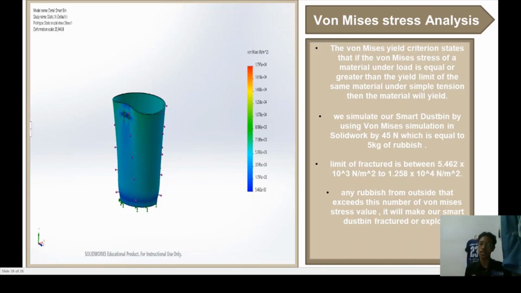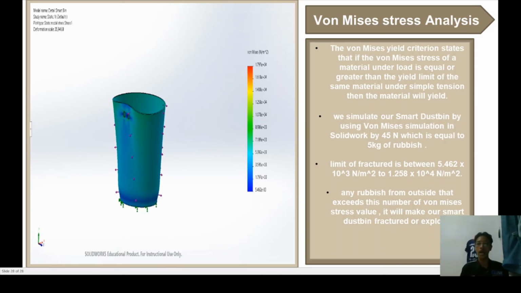Von Mises stress analysis. The von Mises yield criterion states that if the von Mises stress of a material under load is equal to or greater than the yield limit of the same material under simple tension, then the material will yield. This is the meaning of von Mises stress. We simulated our smart dustbin using the von Mises simulation in SolidWorks by putting in 45 Newton, which is equal to 5 kilograms of rubbish.